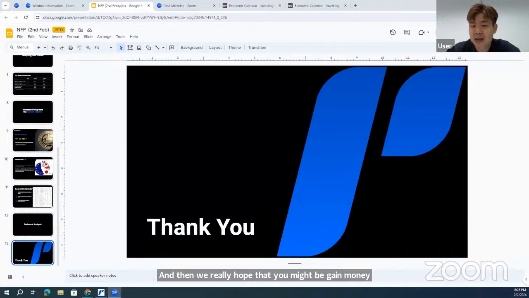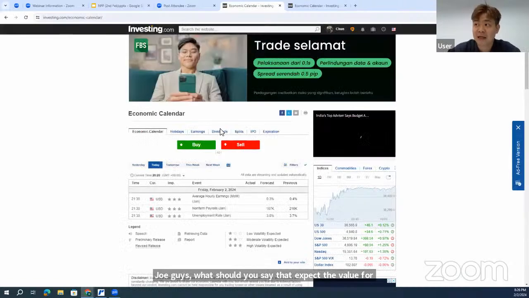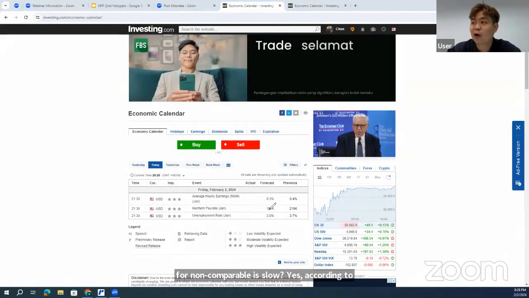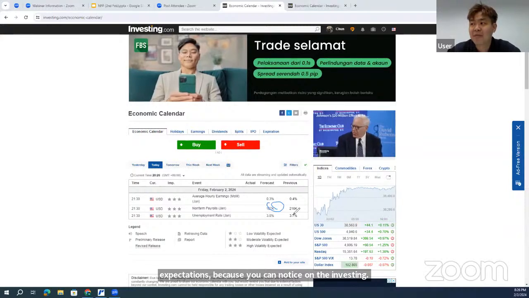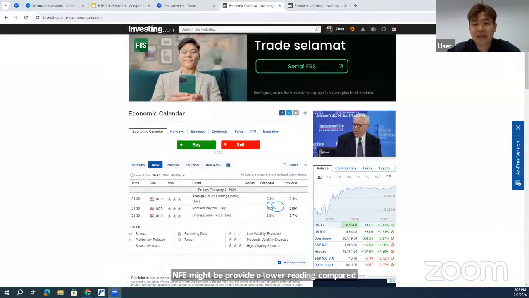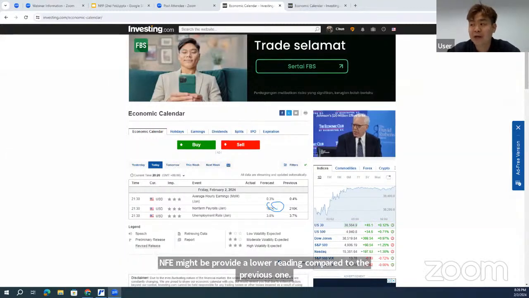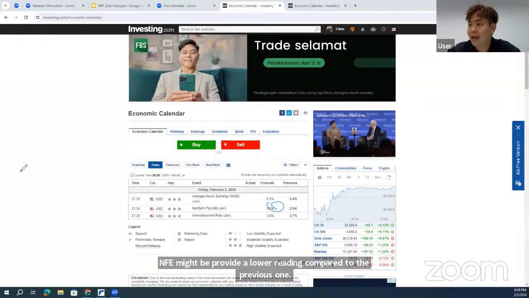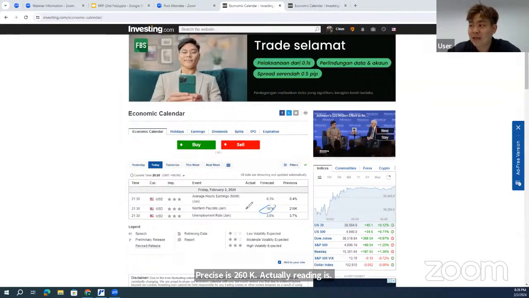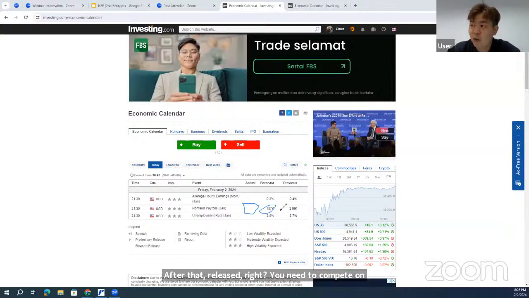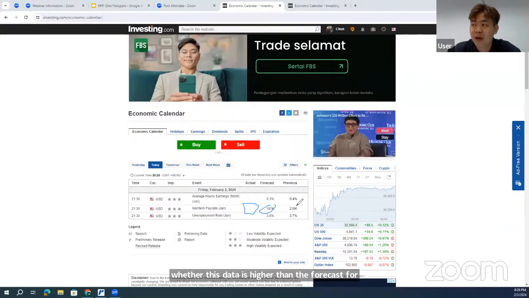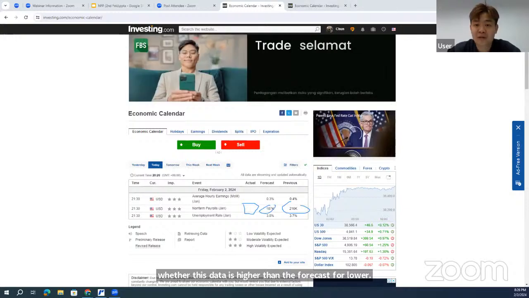Joe Dice actually says that the expected value for non-farm payroll is low. Yes, according to economists' expectations, because you can notice on investing.com, this is the economist forecast. They expect NFP might provide a lower reading compared to the previous one. Previous one is 216K, forecast reading is 187K. After data release, you need to compare whether this data is higher than the forecast or lower. You don't compare with the previous one. Try to compare with the forecast.